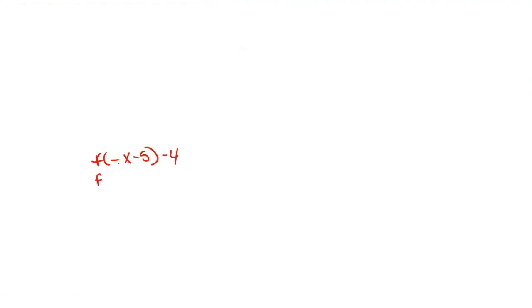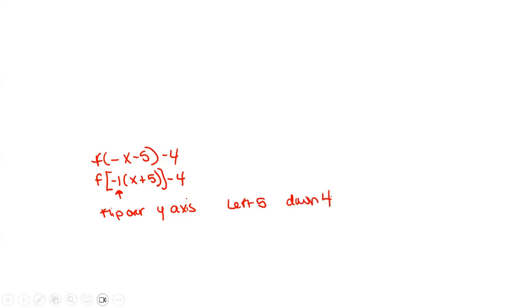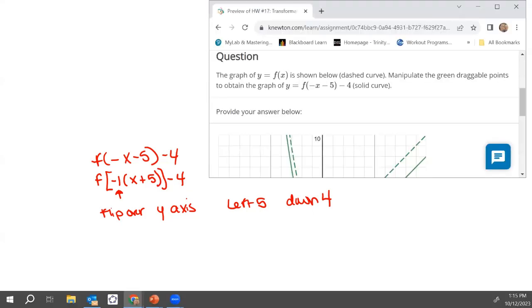Remembering that if there's anything in front, we need to pull that out. So negative 1, I'm going to factor that out, x plus 5, and then outside is a minus 4. So this negative 1 inside here is a flip over the y-axis. And then once it flips over, instead of plus 5, so that's left 5, and then down 4. Flip it over the y, and then we're going to go left 5 and down 4.